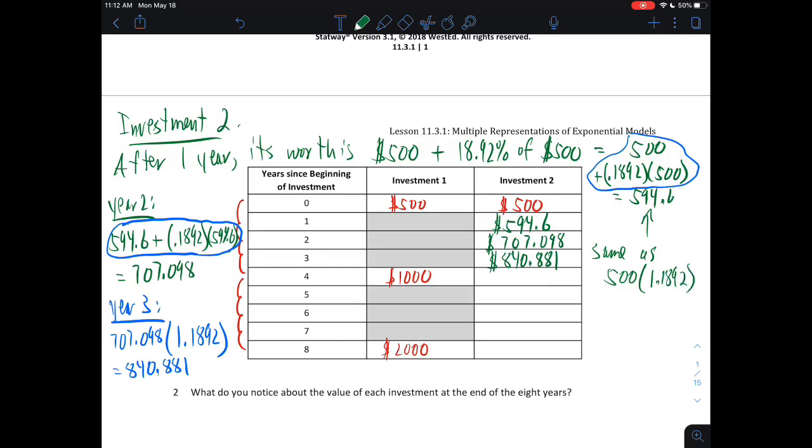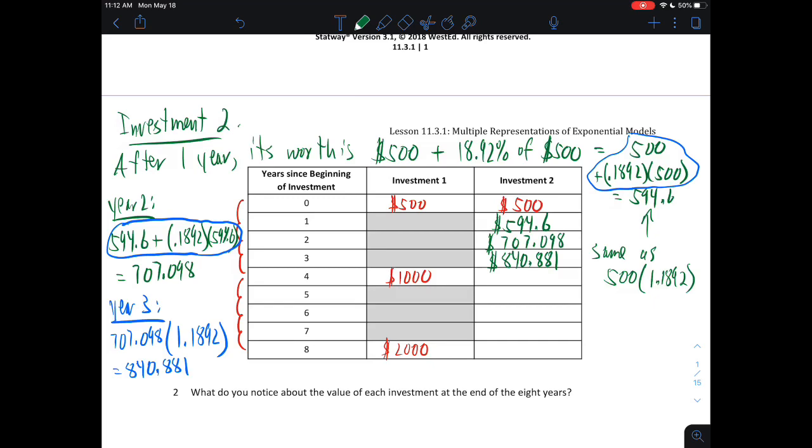And then the same thing happens with year 2. You could take 594.6 times 1.1892, and you get 707.098. So what you can see is that the way that this works, we're not adding the same amount every year like we would have done with a linear function. We're multiplying by the same number to go from one year to the next.